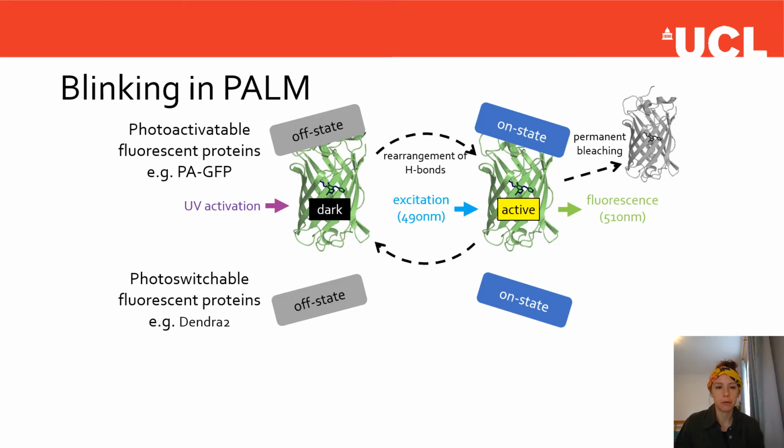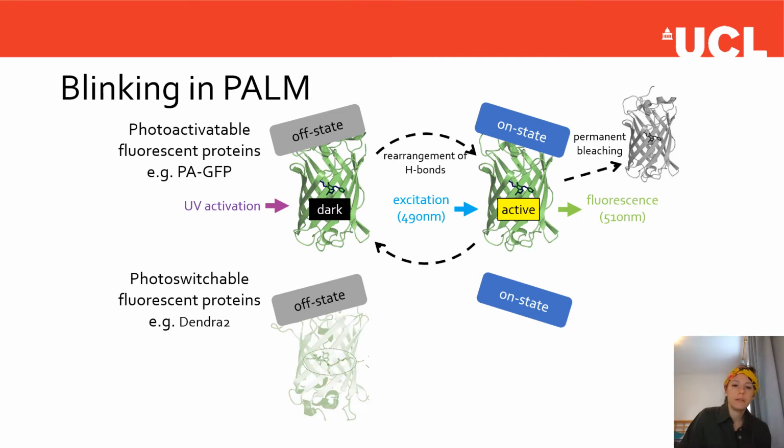Another class of fluorescent proteins used in PALM are photoswitchable fluorescent proteins, for example Dendra-2. In Dendra-2, the off state is quite a bad green fluorescent protein. If Dendra-2 is in its off state and you try to image it with 490 nanometer excitation, you'll get some really bad, low intensity fluorescence out.